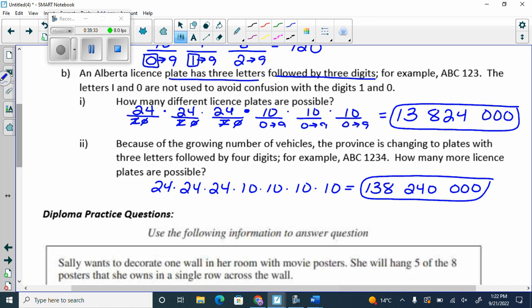If they wanted to make a bigger difference, they could have made it 4 letters instead of 4 digits, because then you'd multiply by 24 instead of 10.